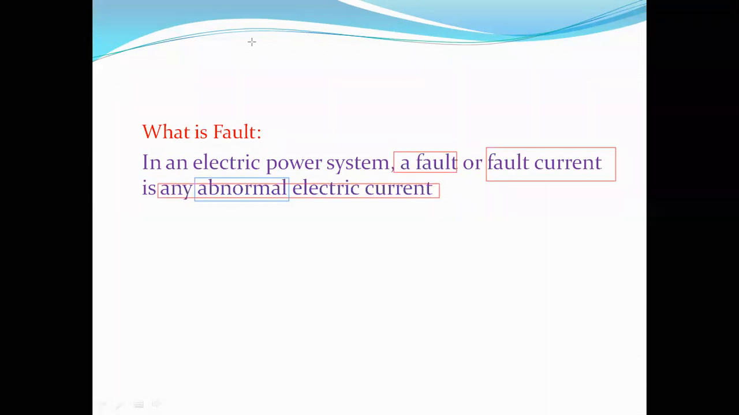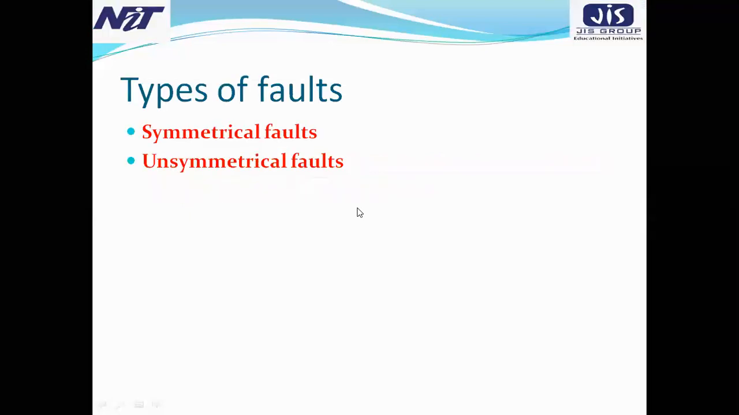Now we have two types of faults in our electrical power system. Number one is symmetrical fault, and number two is unsymmetrical fault. The first one is symmetrical fault, and the second one is unsymmetrical fault. So today I will show you what the different types of symmetrical fault are, what the different types of unsymmetrical fault are, what a symmetrical fault is, and how this occurs in the system. That is the main focus for today's lecture.